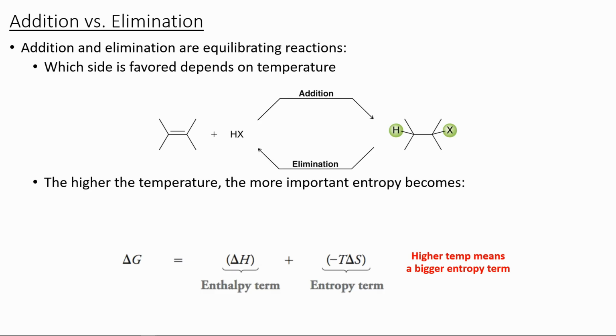So we should begin this chapter by really comparing addition reactions to elimination reactions. The two go hand in hand, and there's an equilibrium between the two that's dependent on temperature. So we're going to return to the Gibbs free energy equation, and we're going to look at both the enthalpy term and the entropy term. Remember, if we increase the temperature, that means we're going to increase the entropy term. So keep this in mind as we go over the next few slides.